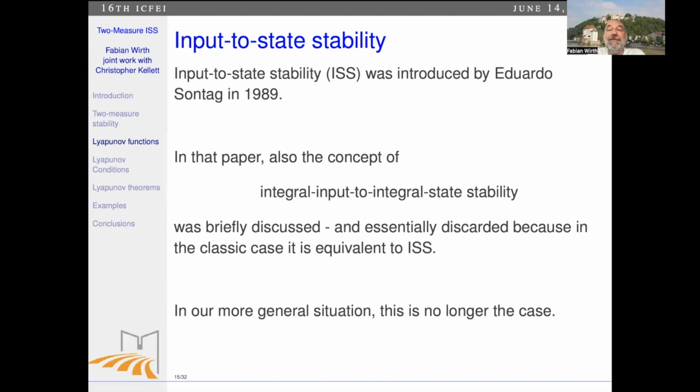Then a few paragraphs later, it was shown that we could define this new concept, but it's actually the same as what we have already defined, so let's not talk about it anymore. It's a small footnote in that paper, but afterwards, ISS is the only thing that is interesting. And integral input to integral state stability is not interesting in the finite dimensional case anymore. Well, we will see here that in the two measure case, there is a distinction between the concepts, and it's maybe interesting to understand why that happens.